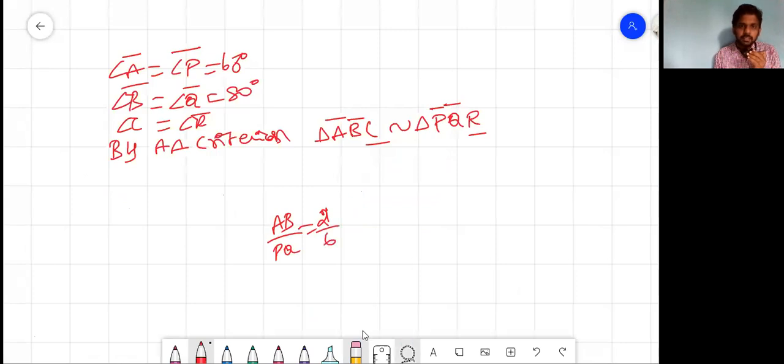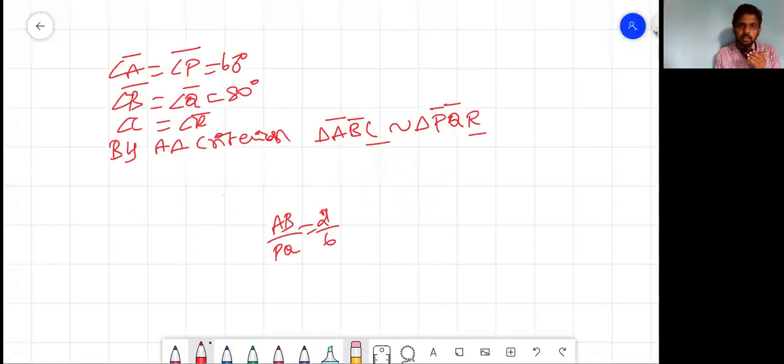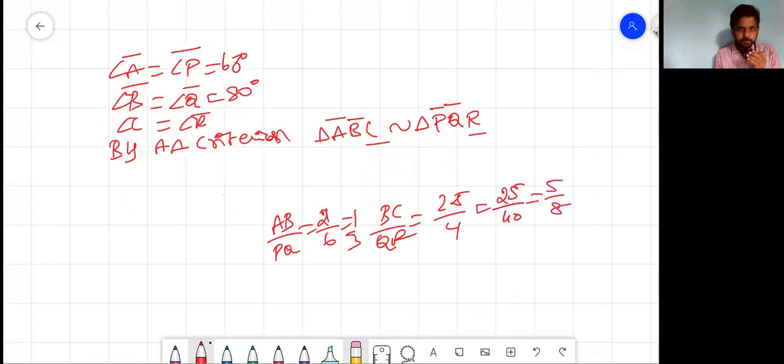If I'm considering the other two sides, BC divided by QR, which is equal to 2.5 divided by 4. So it seems that this is 1 by 3 and this is 25 divided by 40, which is 5 by 8. Right? So I'm not having the same ratios here.